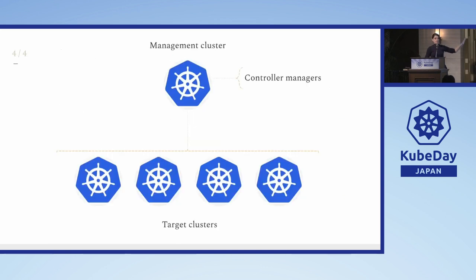So once we have our controllers installed, we'll be able to provision the target clusters. And the target clusters are the ones we will be delivering to our application teams so they can put their services on top of. And these are going to be the clusters that your customers will interact with while consuming your services.